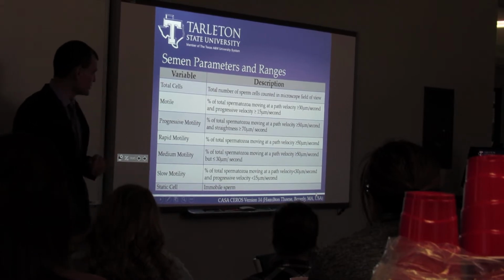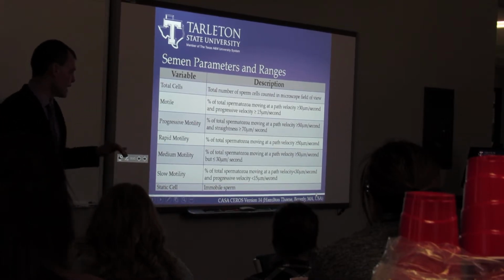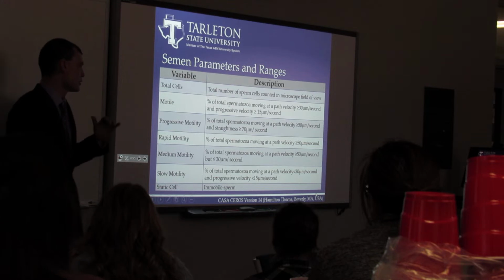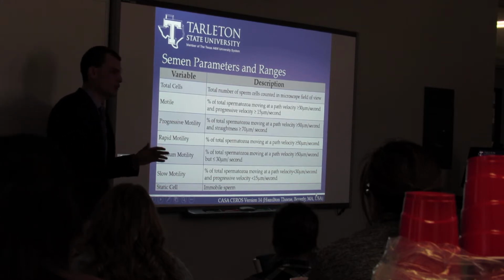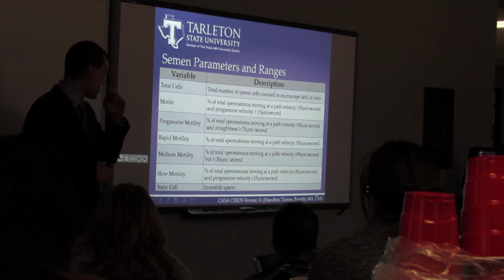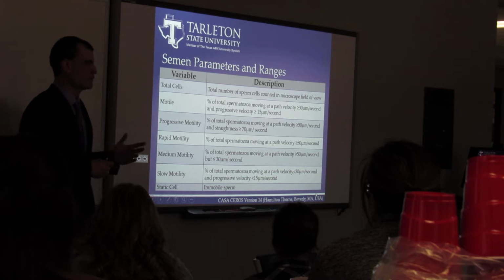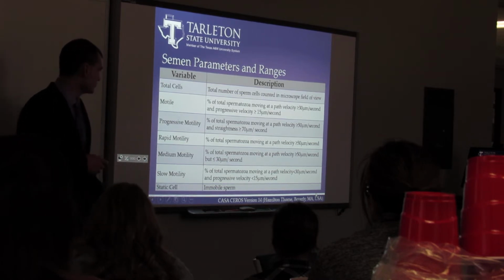And then within our velocity distributions, for rapid, medium, and slow, they all need to meet certain path velocity threshold levels to be categorized as such. And then again, static cells are cells exhibiting no motility. They're immobile.